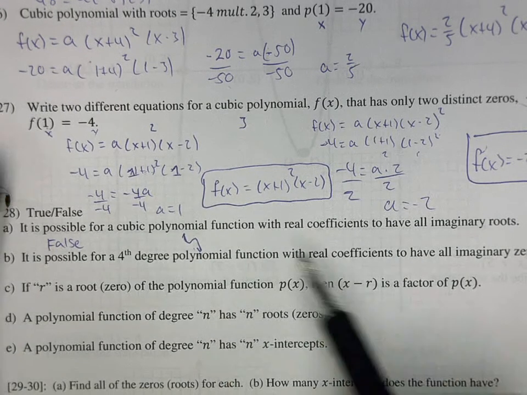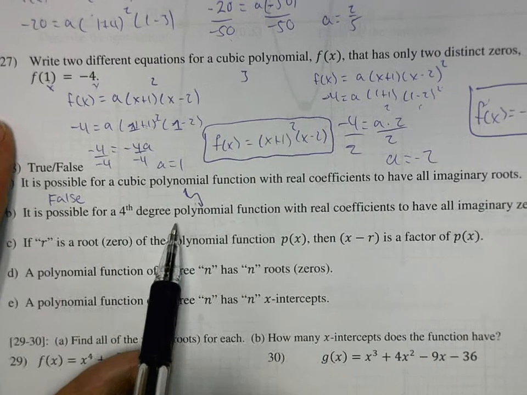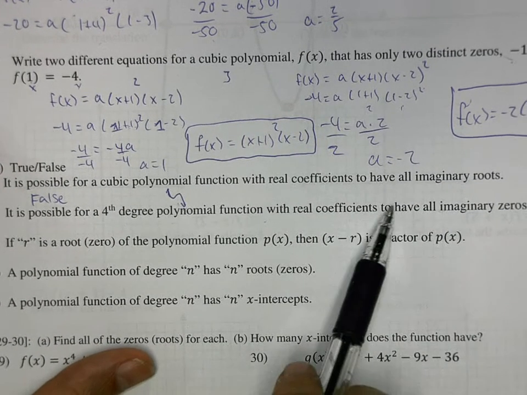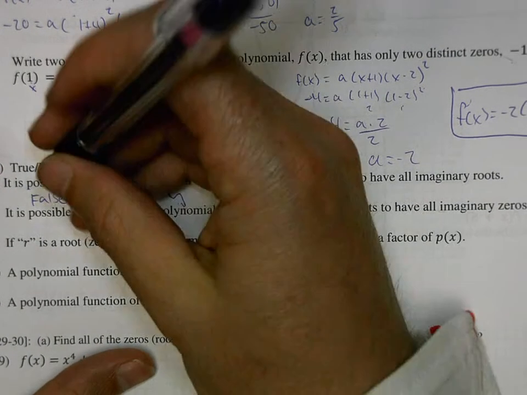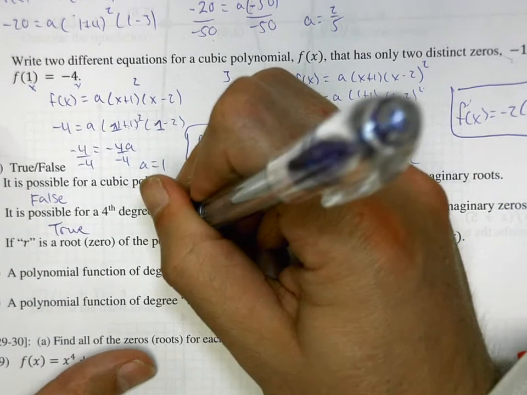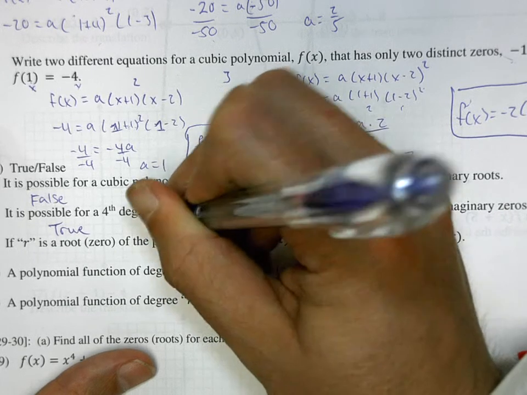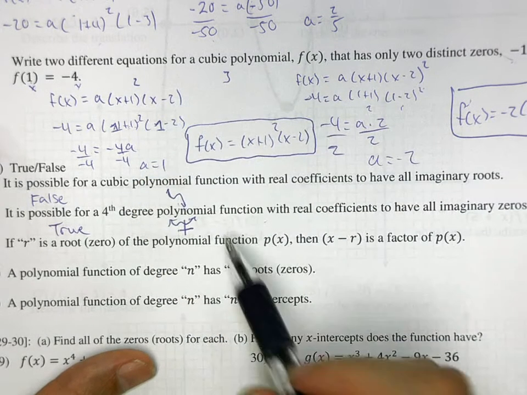B, it is possible for a fourth degree polynomial function with real coefficients to have all imaginary roots. This is true. The reason being, if you had a graph that looked like this, the graph never touches the x-axis, so that means all the roots are imaginary.